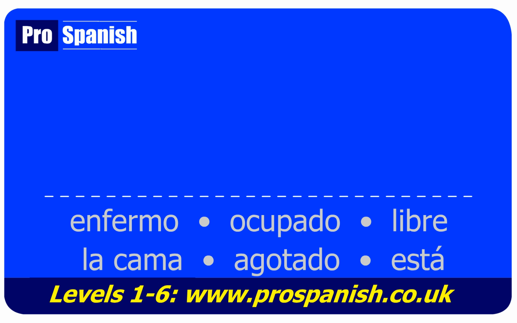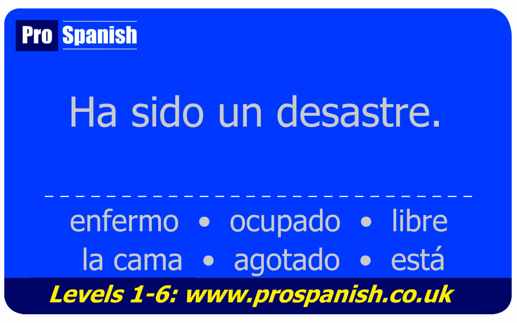How would you say it's been a disaster? And a disaster is un desastre. Ha sido un desastre. So, un desastre, a disaster. It's a noun, so we know definitely it will take the verb ser, and ha sido is the it has been from ser.